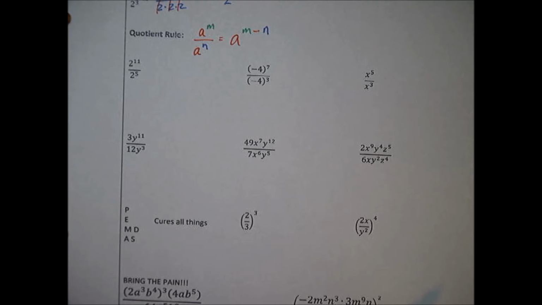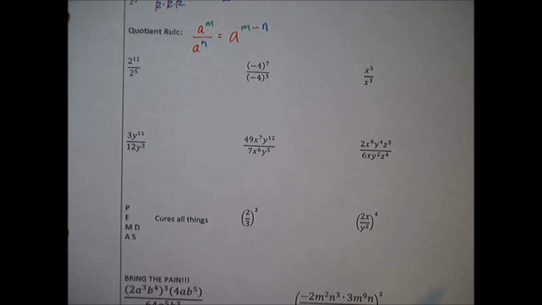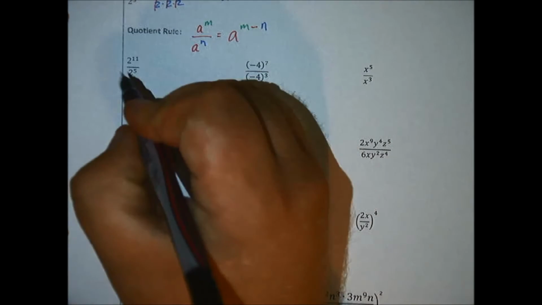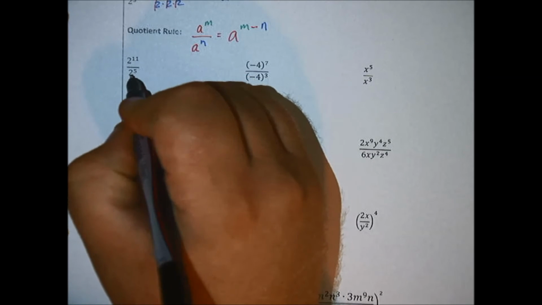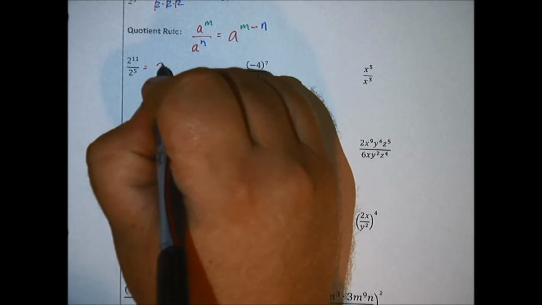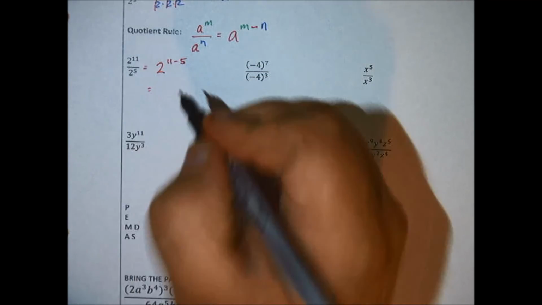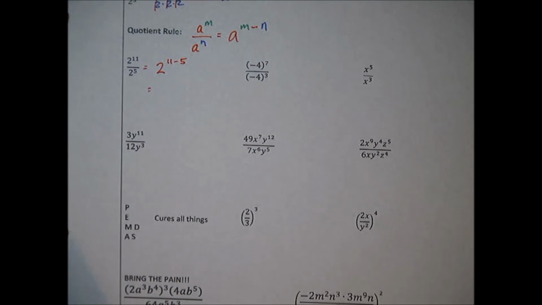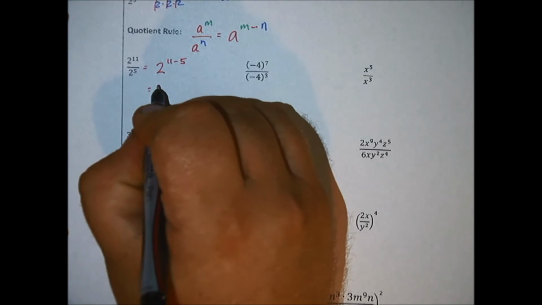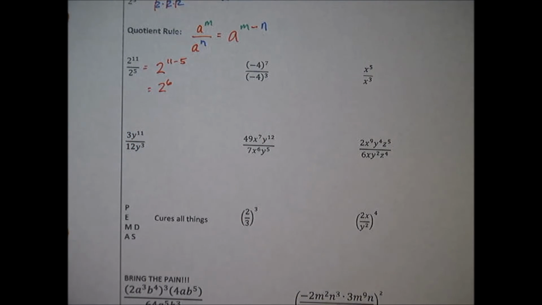Okay, let's go ahead and look at this in terms of actual problems that we're going to see. So here I have 2 to the 11th and 2 to the 5th. That's going to be the same as 2 to the 11 minus 5. Well, that seems pretty easy. 11 minus 5 is 6. So 2 to the 6th.